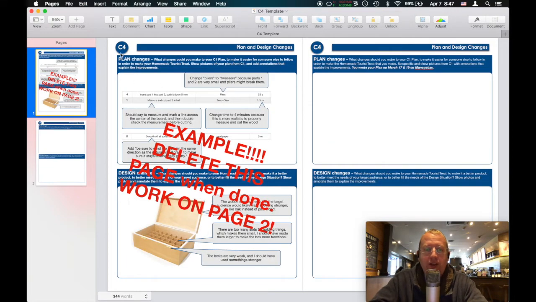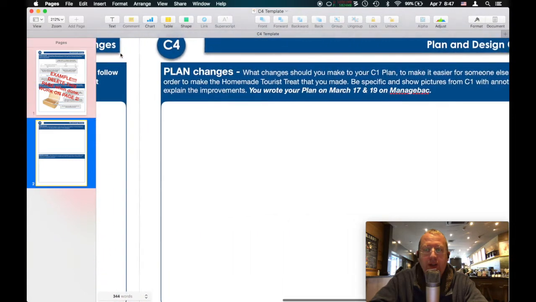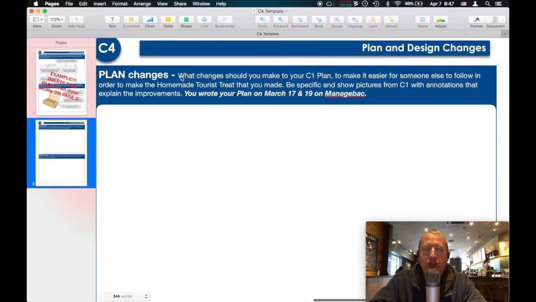Okay? So let's take a real quick look. Here are the instructions first off. It says plan changes. What changes should you make to your C1 plan? Now, does it say to go make those changes? No, no, no, no, no. It does not. Do not go make the changes. Just ask, should is the key word. What changes should you make to your plan to make it easier for someone else to follow to make your homemade tourist treat? Now, what you have to do is be specific and show pictures from C1 with annotations.